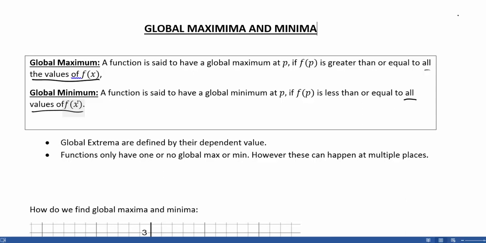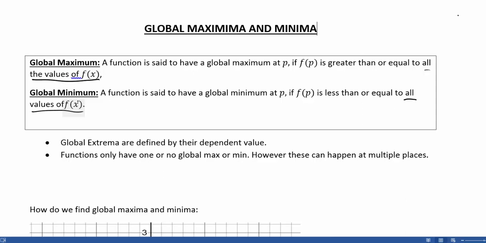A couple things to remember. Global extrema, so global maximums and minimums, are defined by their dependent value. So we're looking for the y value. When we talk about a global maximum, if we say a global maximum is 7, that means it goes up as high as 7. So that's a y value. And if we were to say the global minimum of a function is, say, -3, that means the function goes down all the way to -3.